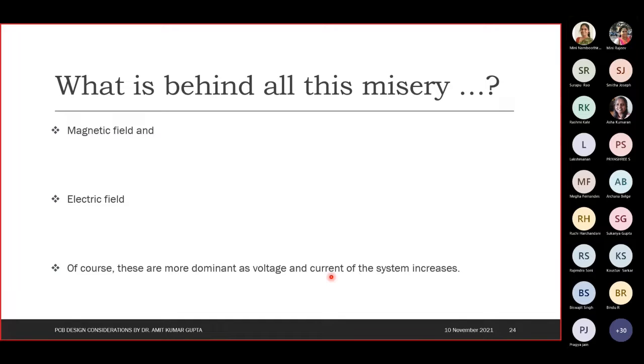But when we talk about power electronics, when the voltage range is in hundreds or can also go to thousands, when the current rating is in tens of amperes, hundreds of amperes, or maybe sometimes goes up to 1000 amperes, then the problem is really big. Then we have to really take care of the system.